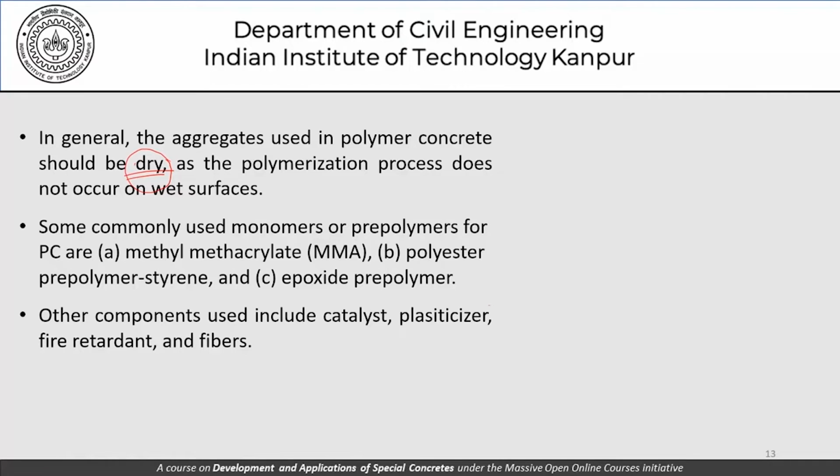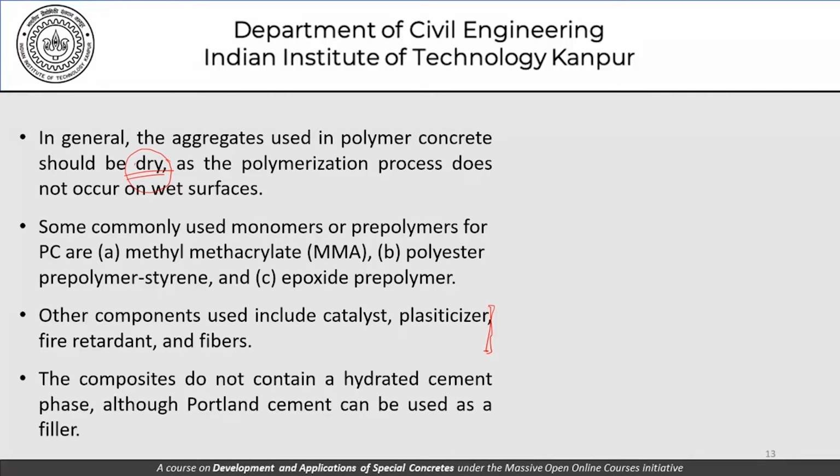So there are a lot of other things that can be added to this matrix of polymers and aggregates to have the desired properties in the polymer concrete. Basically, let's say fire retardation or fibers, plasticizers, and so on. This composite, that is the polymer concrete, does not contain any hydrated cement phase, although Portland cement can be used as a filler. So long as we don't add water, Portland cement is just a powder. So as a powder, there is no reason why we cannot use it.